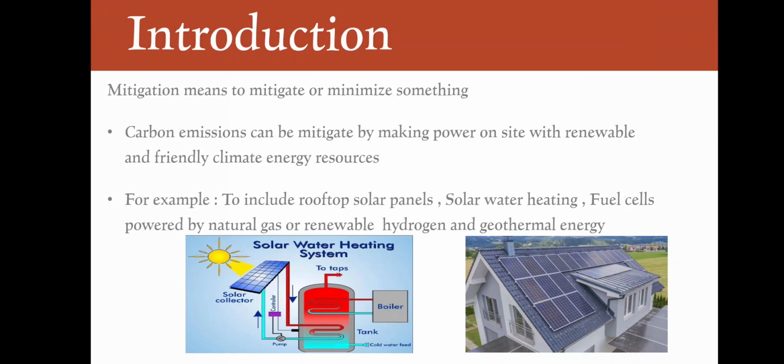We should mitigate carbon emissions because it's very important for our environment, and why it is we will know about it in the next few slides. And how we can mitigate it? We can mitigate carbon emissions by making power on site with renewable and climate-friendly energy resources. For example, rooftop solar panels, solar water heating, fuel cells powered by natural gas or renewable hydrogen, and geothermal energy. As you can see in the diagram how a solar water heating system works.